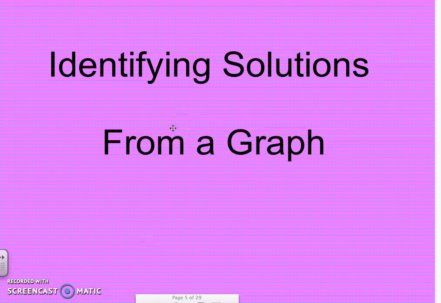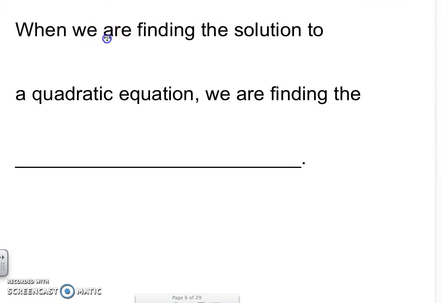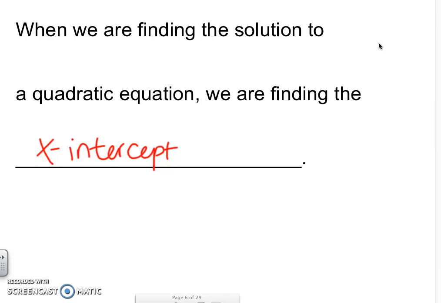Okay, so in this video, you're going to learn how to identify solutions from a graph, and we're going to do that by looking at the graph, and then we're also going to learn a calculator shortcut that will always work. So when you're finding the solution to a quadratic equation, you're looking for the x-intercepts. So from here on, when it says solutions, or it could say roots, you are looking for the x-intercepts. Okay?